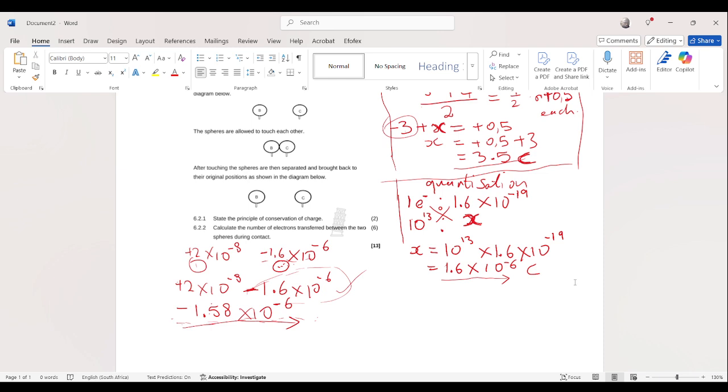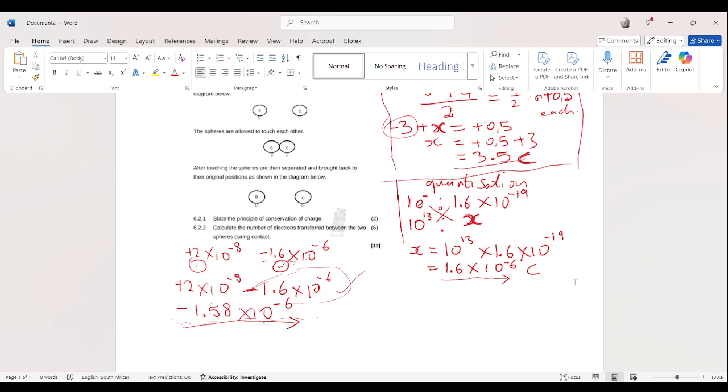Conservation of charge. Charges can never be created or destroyed, but can be transferred from one object to another. It's like love. Love can never be created or destroyed, but can be transferred from one person to another. Love has been there ever since. The same thing with the law of conservation of energy. Energy can never be created or destroyed, but can be transferred from one object to another. The same thing with charges. They can be transferred from one object to another when two objects are in contact.